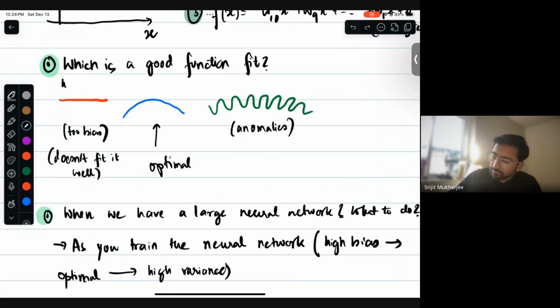So we can say bias high, variance low. Yeah, bias high, variance low. Here you can say bias really low, variance really high.